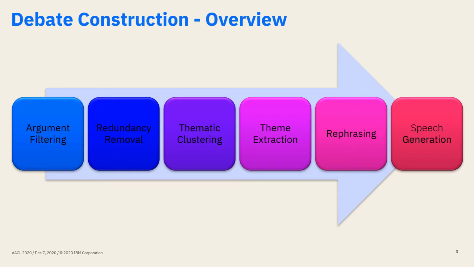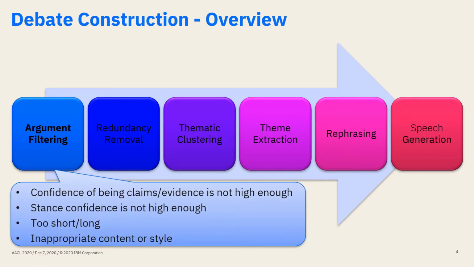Here you can see the various stages in the debate construction flow. Let's discuss each of these stages. The first stage is argument filtering. We filter arguments for several reasons. The confidence assigned by the claim detection or evidence detection classifier is not high enough. The stance confidence is not high enough. They are too long or too short, or their content or style is inappropriate.